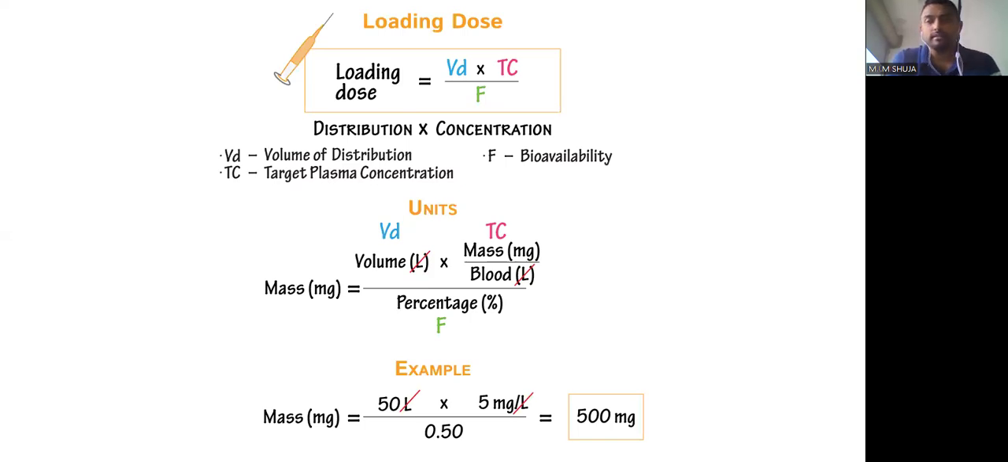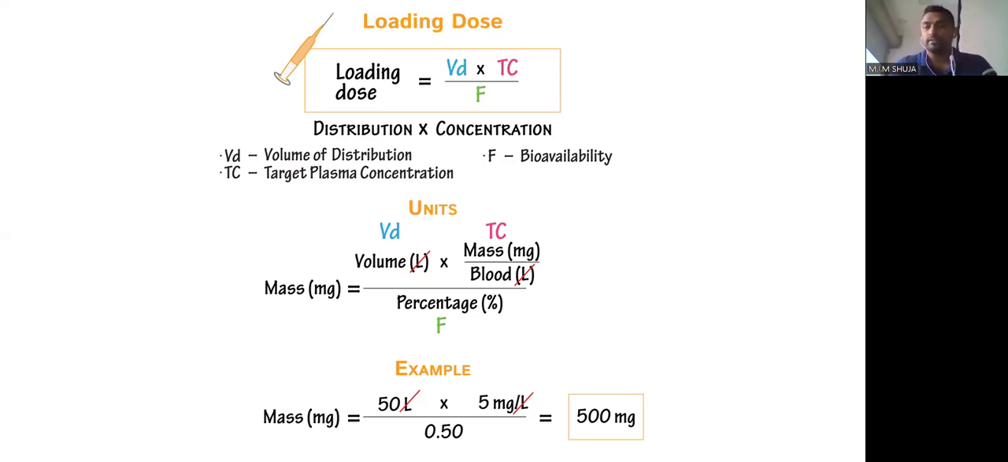So this is the equation. The loading dose equals volume of distribution times the target plasma concentration you need, divided by bioavailability. So if a drug's volume of distribution is too much, what will happen? If any drug has too much volume of distribution, its plasma concentration is low because most of the drug is distributed to the other compartment. So to get the quick target concentration, you have to give an increased amount of drug.